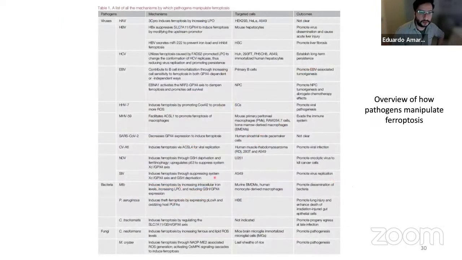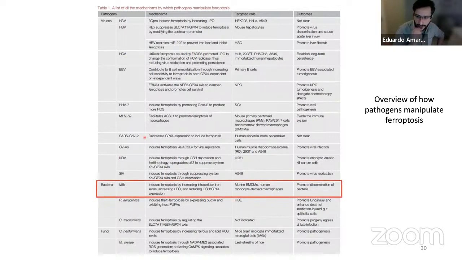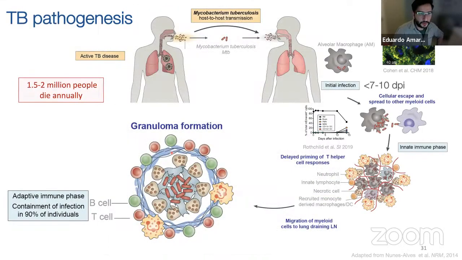And here I just brought the list of pathogens that are known to regulate the ferroptotic pathway. And I'm going to concentrate on Mycobacterium tuberculosis because this was our contribution to the field. And that's the pathogen I've been working on for almost 18 years.